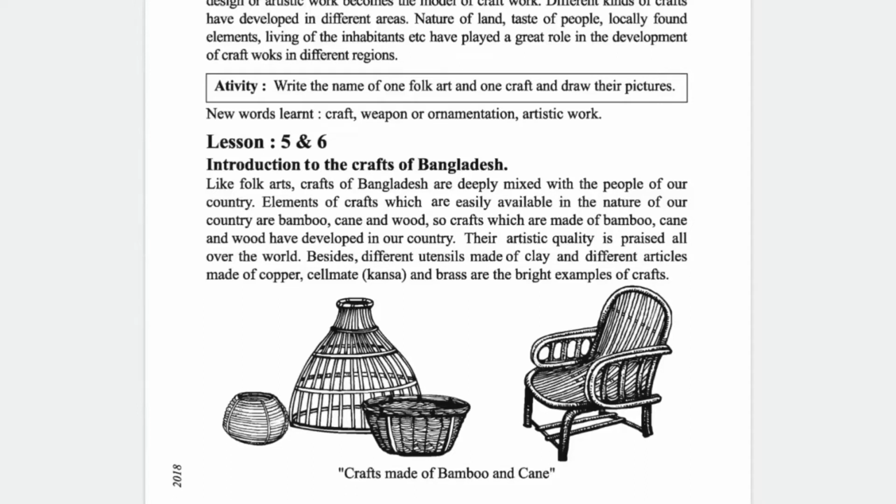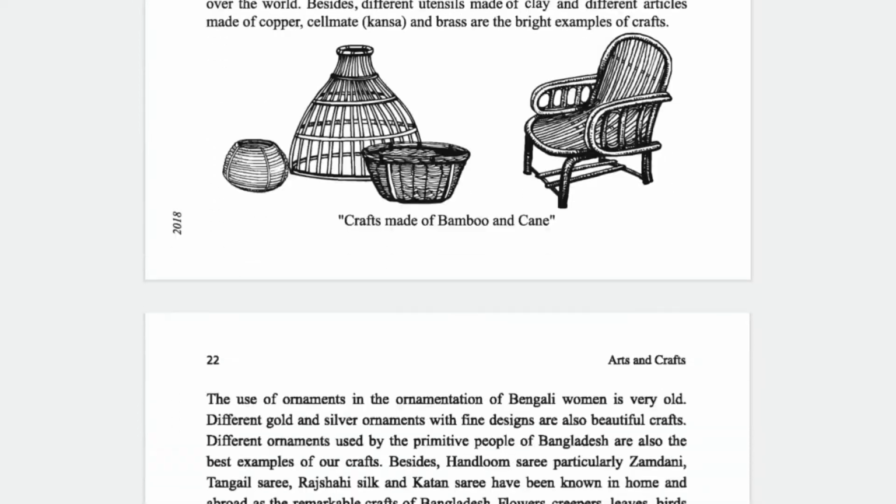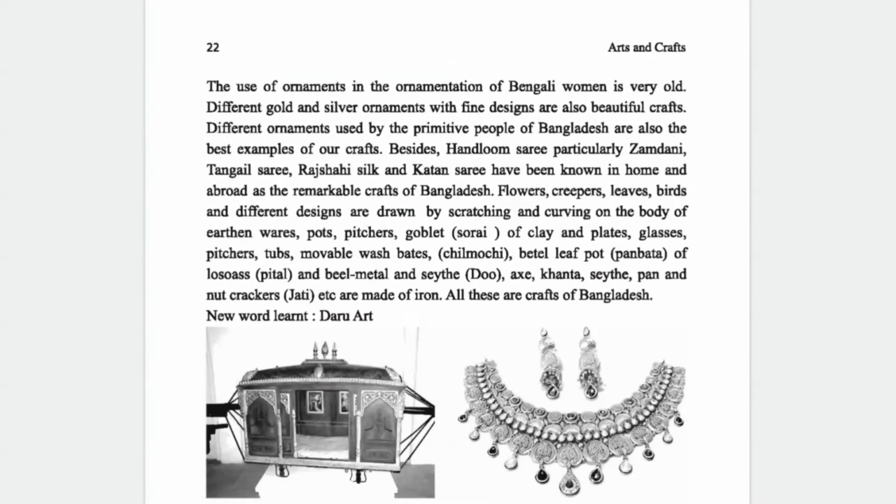Now, I am talking about ornaments. Please turn to page number 22. Different gold and silver ornaments are also beautiful crafts. And on the other hand, handloom shari, jamdani, Tangail shari, Rajshahi silk and Katan shari are known at home also. It's also a very demandable craft for Bangladesh.